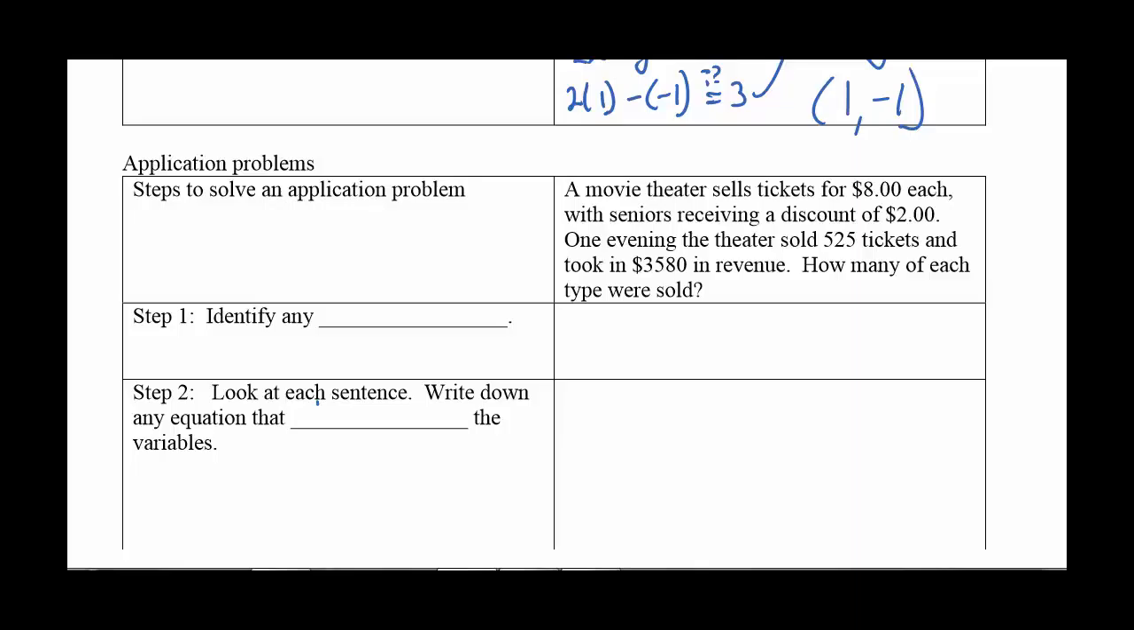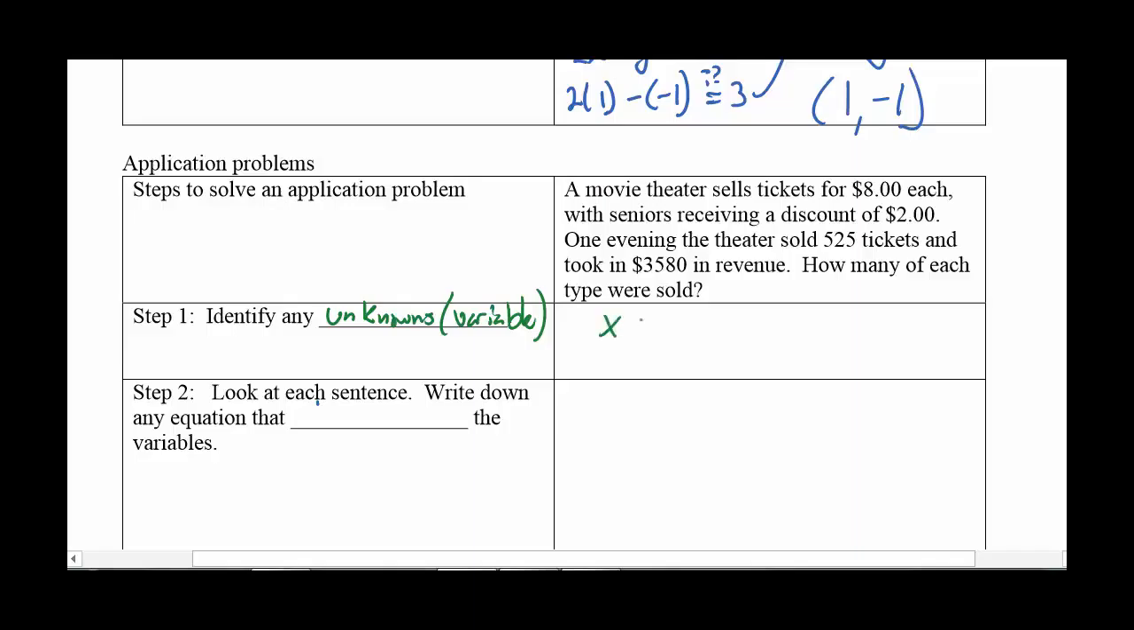One evening, the theater sold 525 tickets and took in $3,580 in revenue. How many of each type were sold? Okay, so our first task, step 1, is to identify any unknowns, or in other words, variables. What are we actually solving for in this? So it says how many of each type were sold.